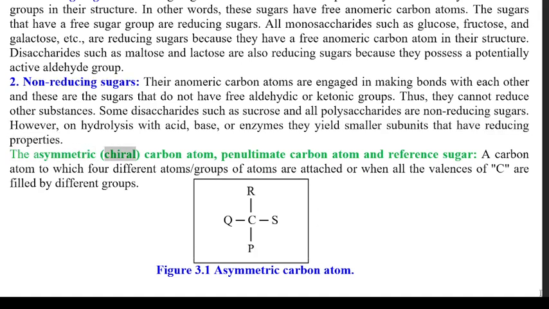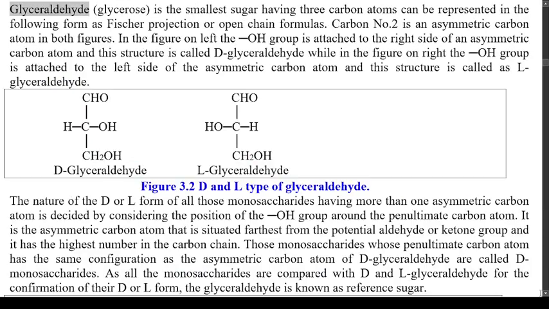The asymmetric, chiral carbon atom, penultimate carbon atom and reference sugar. An asymmetric carbon atom is a carbon atom to which 4 different atoms or groups of atoms are attached, or when all the valences of C are filled by different groups. Figure 3.1 Asymmetric carbon atom. Glyceraldehyde, glycerose, is the smallest sugar having 3 carbon atoms, and can be represented in the following form as Fischer projection or open chain formulas. Carbon number 2 is an asymmetric carbon atom in both figures.